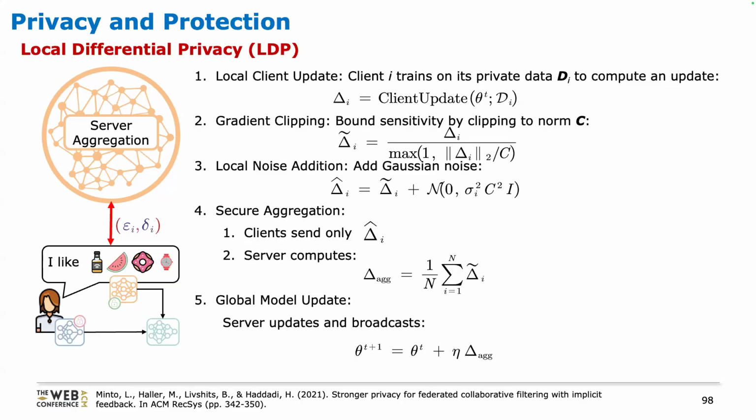Clients send only these noisy, clipped updates to the server, which securely sums and averages them to improve the global model. Because the noise is added on device, LDP stops inference attacks in their tracks and keeps raw user data completely private. It's simple to implement, scales well, and is by far the most popular way to protect user privacy in federated recommendation today.